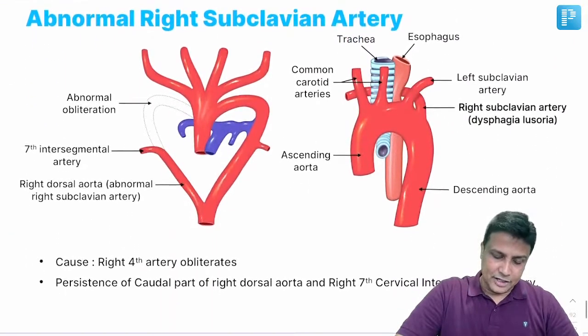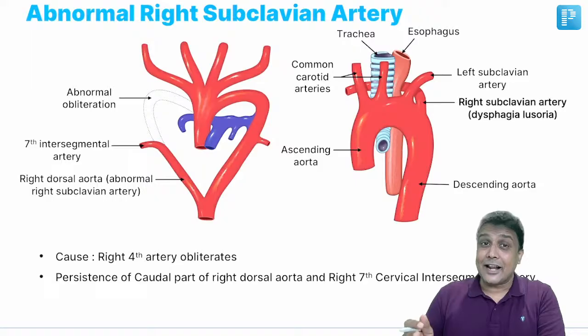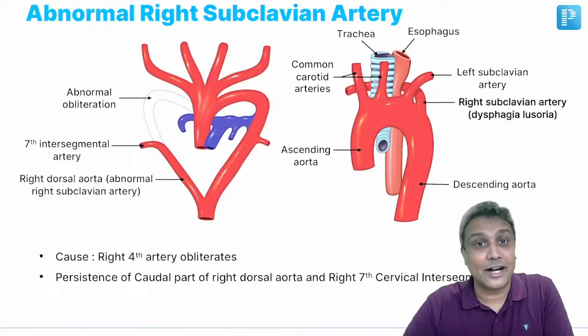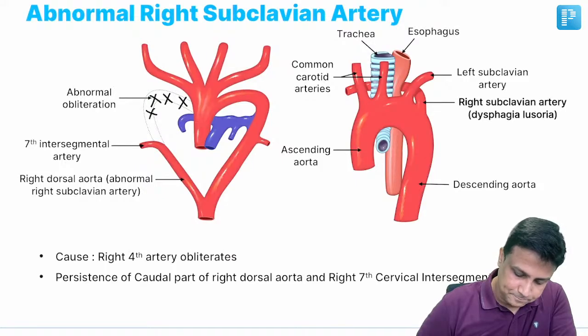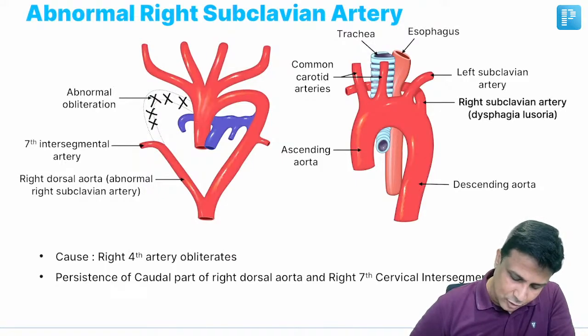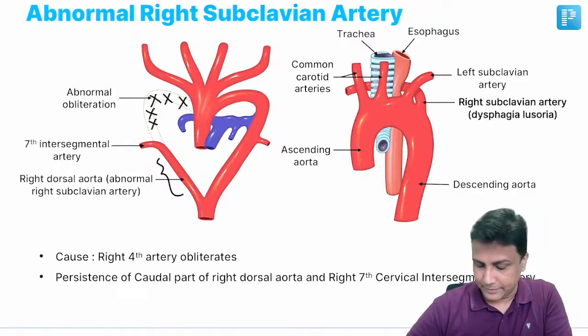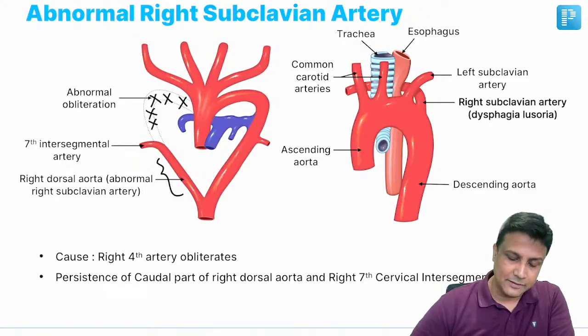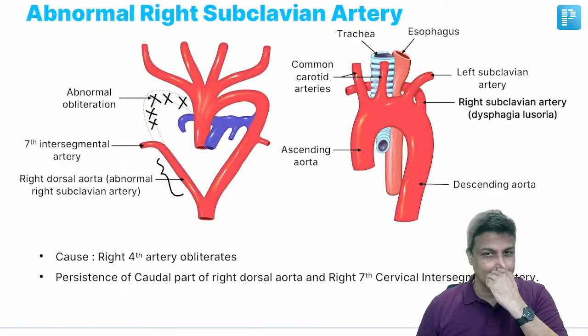Now, what is this condition, the abnormal right subclavian artery? I just told you that the right subclavian artery will be derived from the right fourth arch artery. Now, for example, if the right fourth arch artery is obliterated and this caudal part here is actually persisting, then what is going to happen? Instead of the right subclavian artery forming from here, abnormally the right subclavian artery will be forming from here. So first, slowly learn what is the cause.